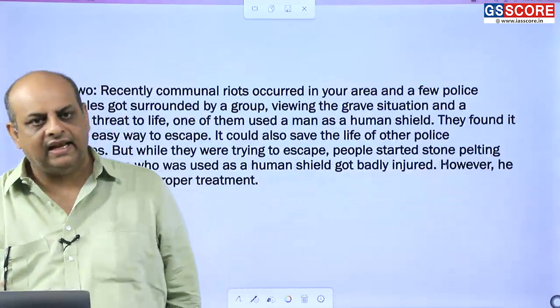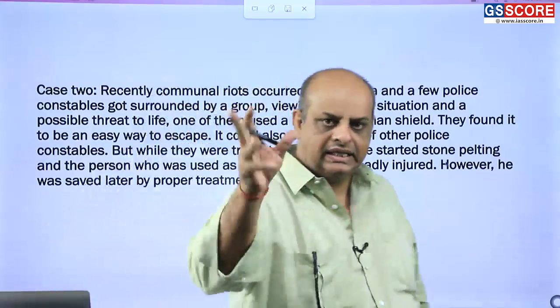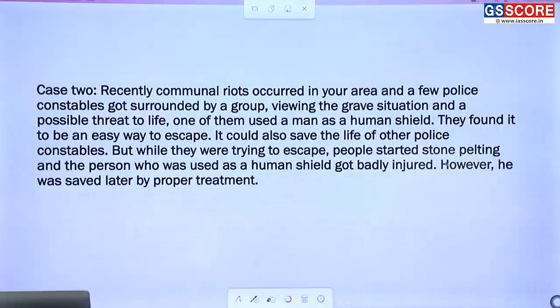But at the same time, there are two cases. In the one question, there are two scenarios. Read the second case. It says that a communal riot recently occurred in your area and a few police constables got surrounded by a group. Viewing the grave situation and a possible threat to life, one of them used a man as a human shield. They found it to be an easy way to escape. It could also save the life of the other police constables, but while they were trying to escape, people started stone pelting, and the person who was used as a human shield got badly injured. However, he was saved later by proper treatment.